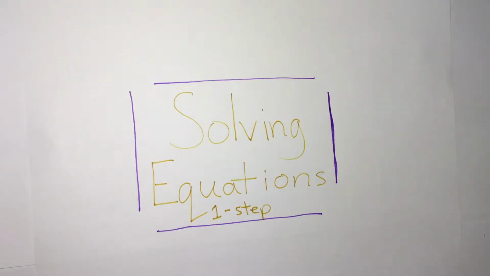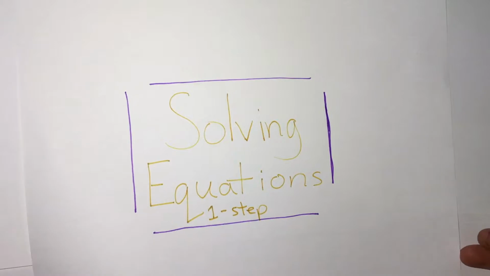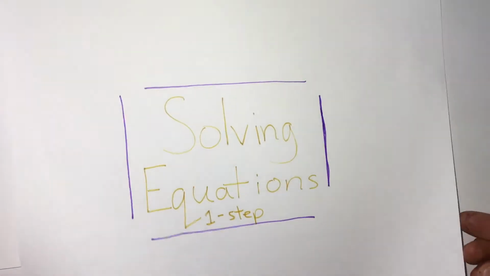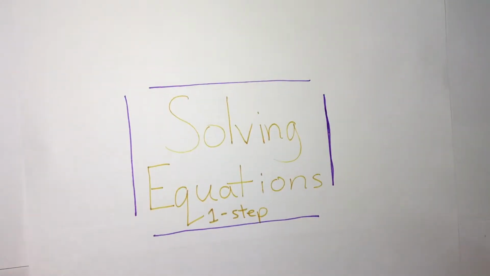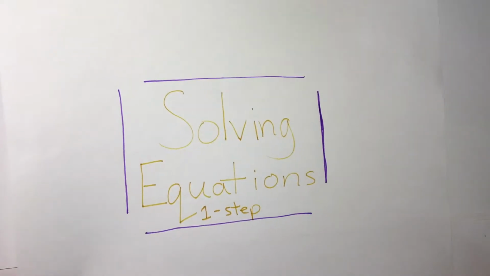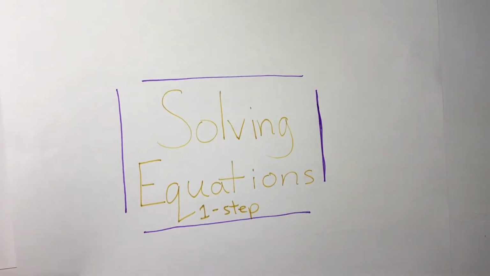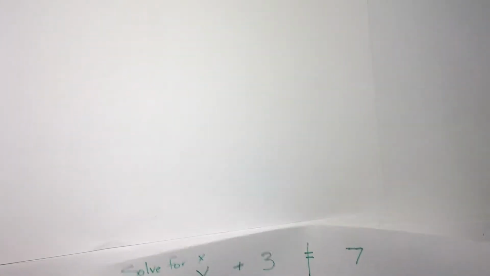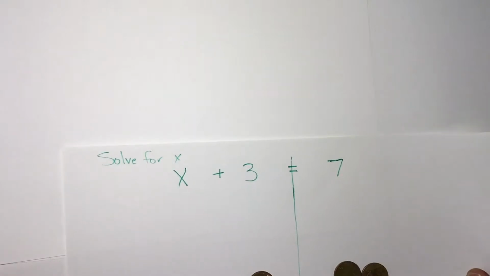Here we'll be looking at the basics of solving one-step equations. So taking equations and solving for something that's unknown. First, to do this, we're going to look at an example and we're going to use money to help us kind of visualize what's happening with equations.